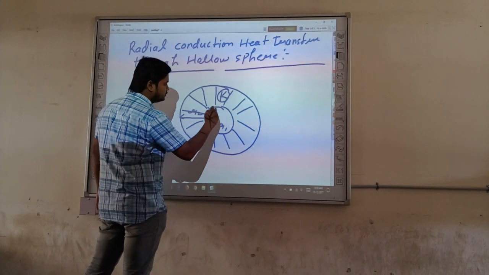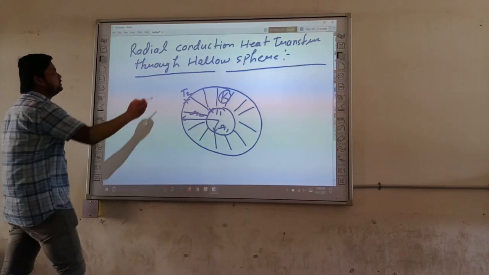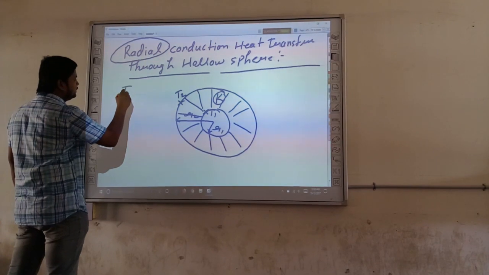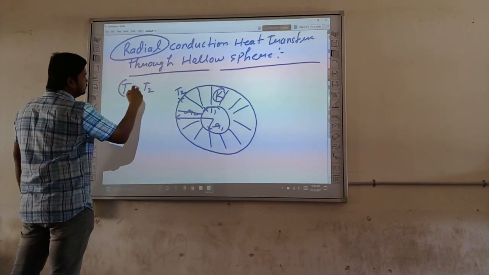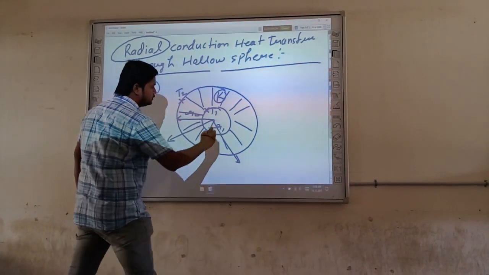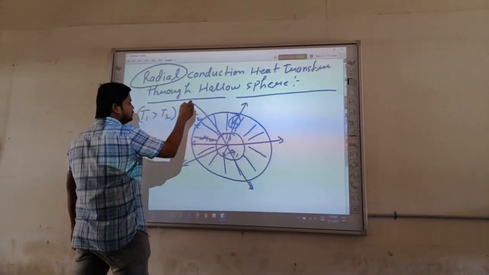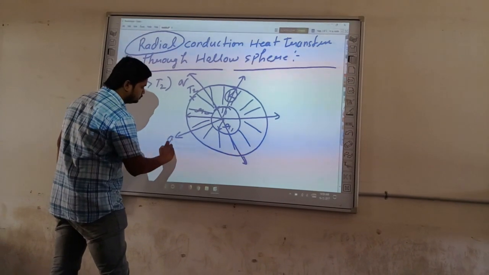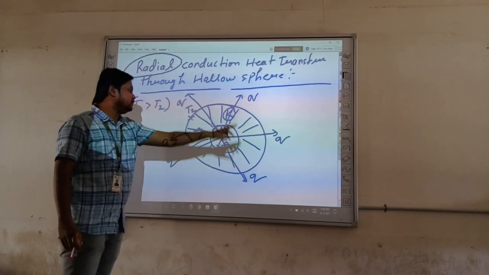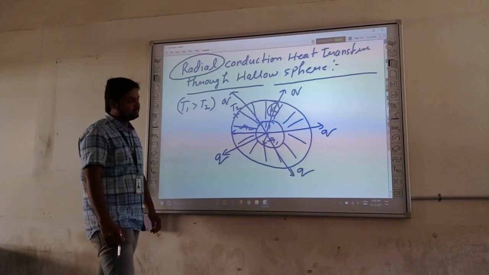Inside temperature T1, outside temperature T2. They have mentioned radial heat transfer. If T1 is greater than T2, the heat transfer will be like this. Heat transfer will be radial, along the radius. We are interested to know this Q, what is this Q for the sphere.